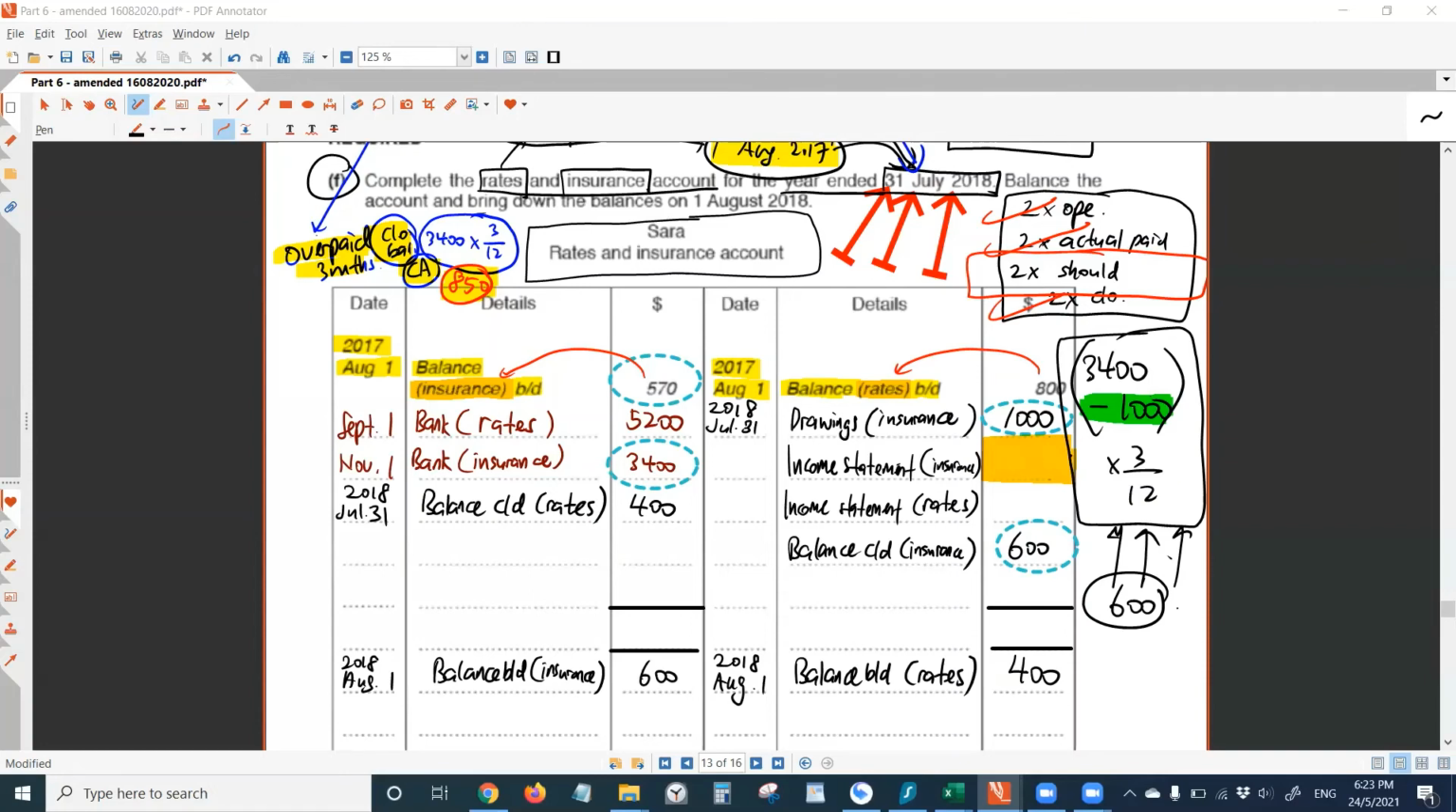Justin, what you managed to find? The should amount for insurance? Yeah, correct, 2370. Now both of you find the should amount for rates. Focus on all the rates numbers, then you find that missing number.